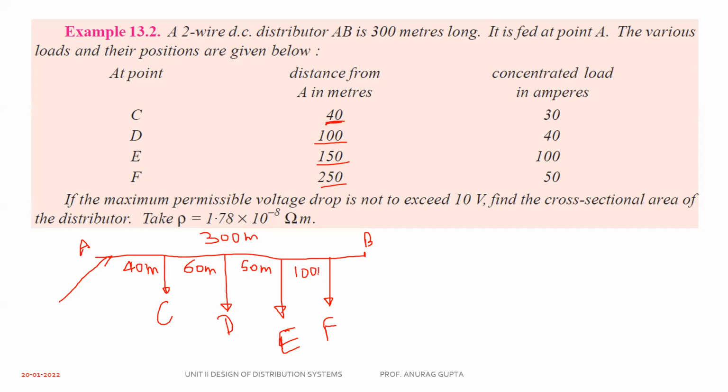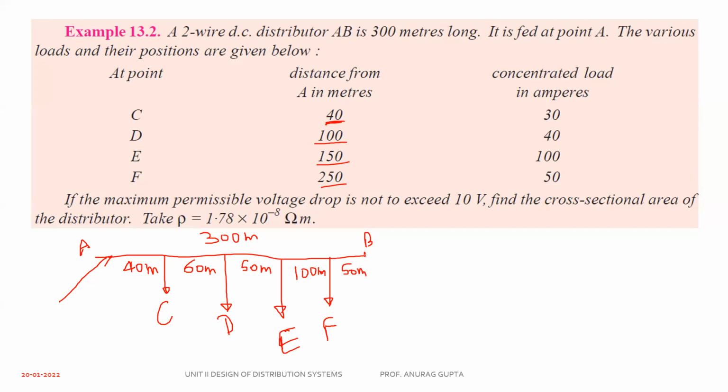Ashley and Meherat, are you getting my point, how we are finding the section distances? So now you can see 40, 60, that is 100, plus 50 is 150, plus 100 is 250, and the remaining is 50 meters. But here no load or terminal is connected.